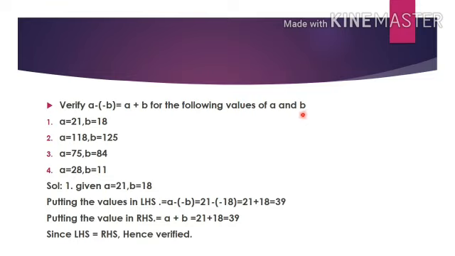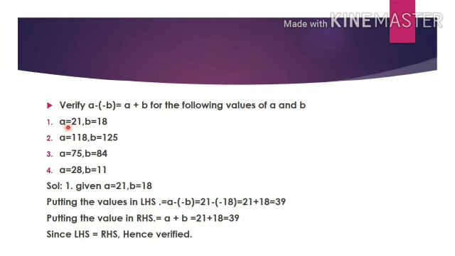This is a very simple question. A minus b: in this case, two negatives come together, and it becomes positive. The equation is a minus b is equal to a plus b. In your previous class, you already discussed that when two negatives come together, it becomes positive. Now we can prove this equation by some values.